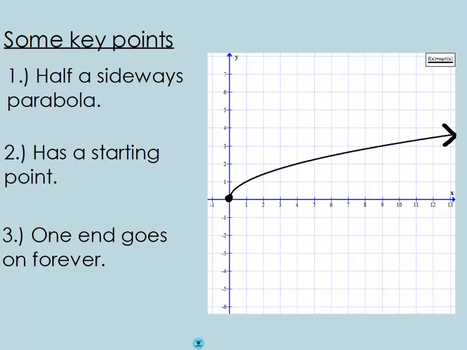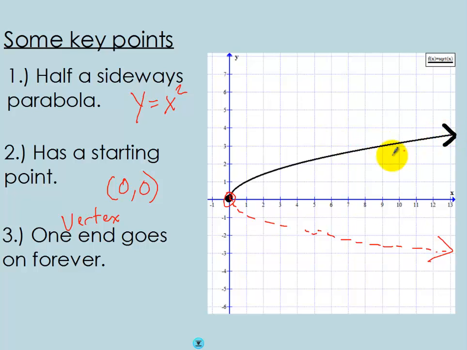Some other things to note. It kind of looks like half of a sideways parabola. So parabola y equals x squared. It's a sideways parabola. If you drew another half of it like this, you'd see that parabola shape going to the right. So it's only half of that though. Can't have both halves. It also has a starting point. So this point right here, 0, 0, that is the starting point for the square root function. It's kind of like the vertex of the sideways parabola, if we drew that out. And also note that one end keeps going on forever. So this line goes up and to the right forever, and forms this curved shape.